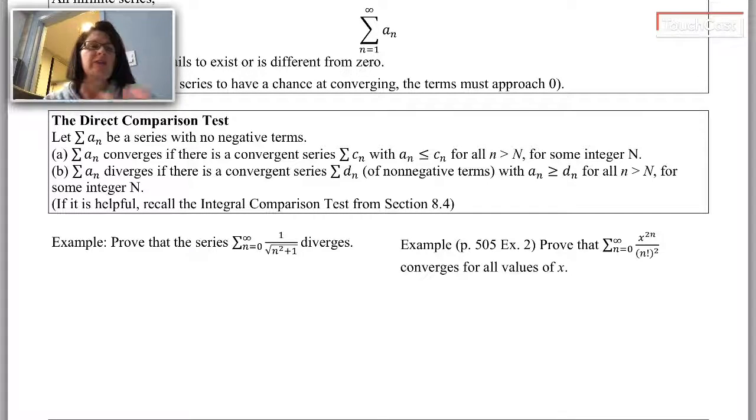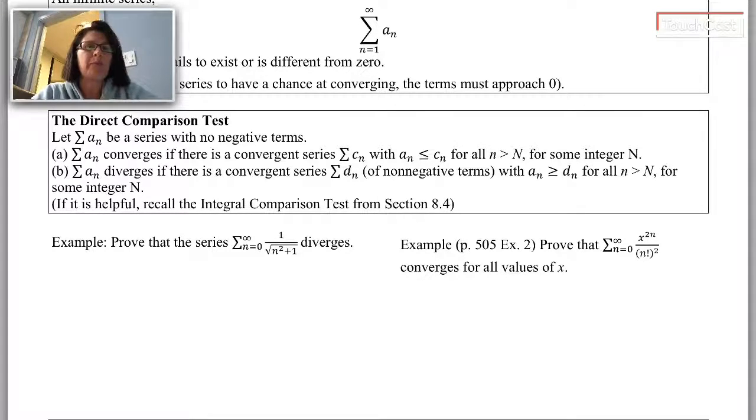So I've got 2 examples here. One, they've been very helpful in specifying whether the series is supposed to diverge or converge. So we'll talk about what to do if nobody helps you with that part. But here, can you prove that the series of 1 over the square root of n squared plus 1 diverges?